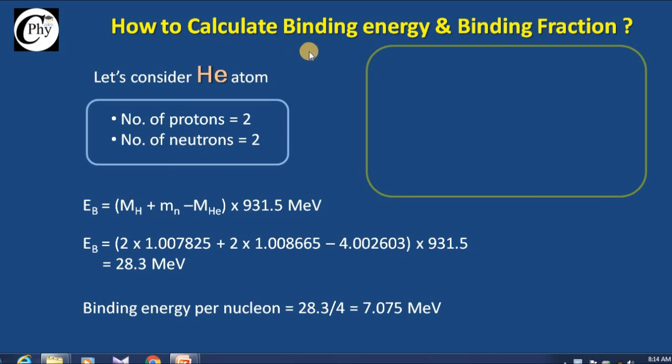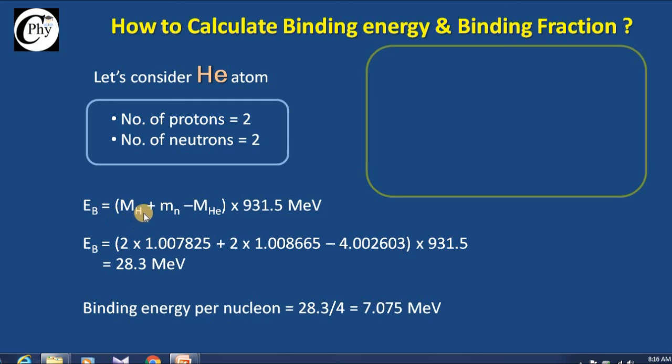Now let's try to calculate the binding energy or the binding fraction of an atom. First we will consider the helium atom. In the case of helium, the number of protons is 2 and the number of neutrons is 2. Now the binding energy equation can be written as this. Here Mh is the mass of the hydrogen atom, this is the mass of the neutron, and this is the mass of the helium atom, or the atomic mass of helium.